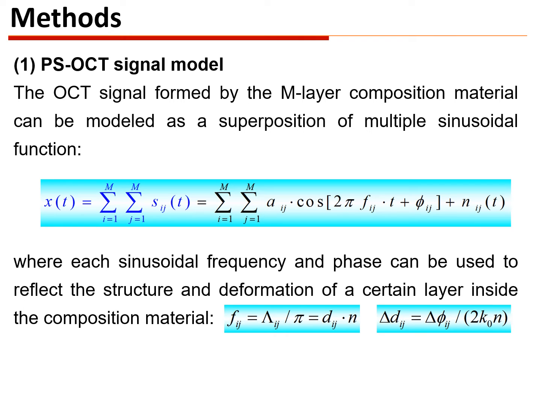Here is the sinusoidal frequency, and it can be used to obtain the material's structure. That is the optical path difference. The sinusoidal phase can be used to reconstruct the actual displacement fields. That is the delta D.